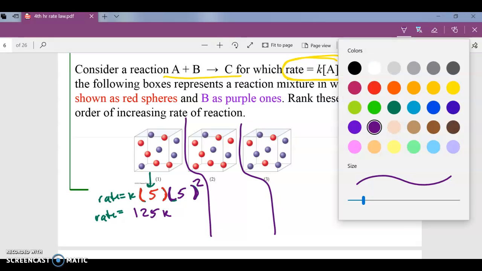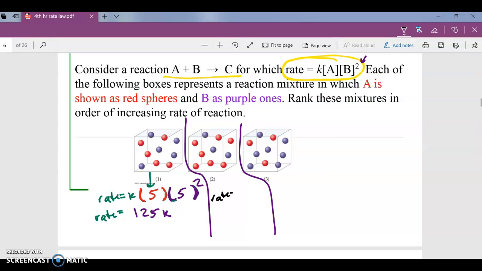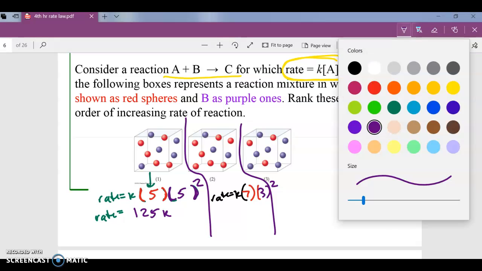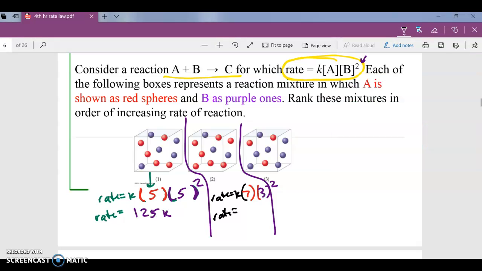Let's take a look at that middle one. My rate is going to be equal to my K, the number of red ones that I've got. I've got 1, 2, 3, 4, 5, 6, 7, times the purple ones, but squared. 3 squared. As you might imagine, having 3 squared is not as powerful as having that 5 squared from before. So my rate in this case, if I work out that math, is 63K. This one is definitely slower, because having more purple, or the B ones, will increase the rate of the reaction more significantly than my red ones.